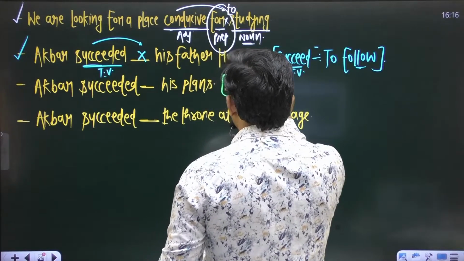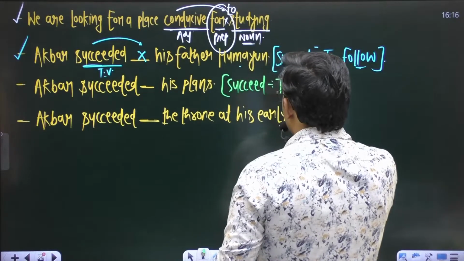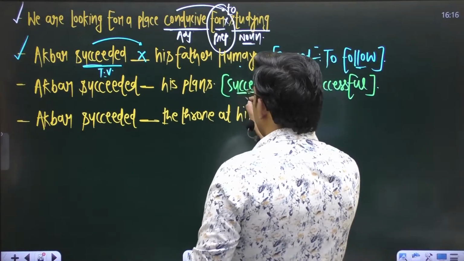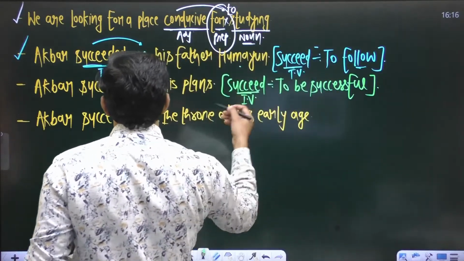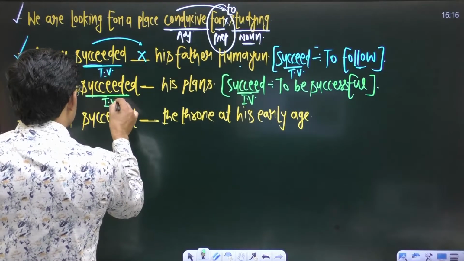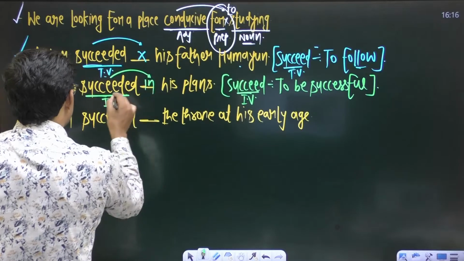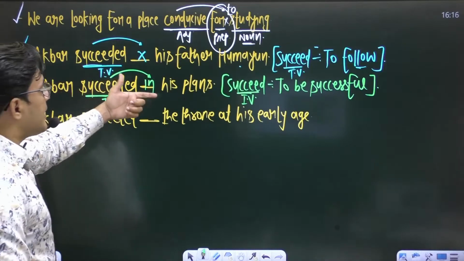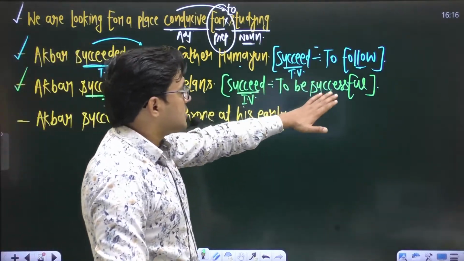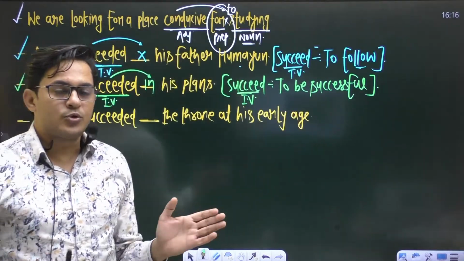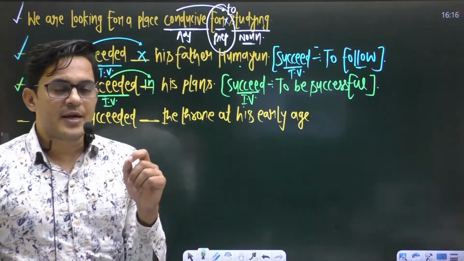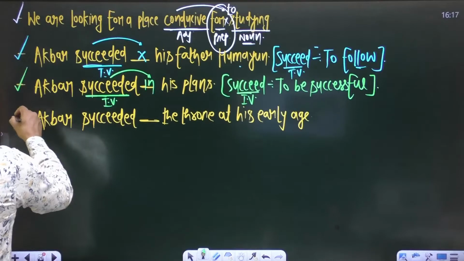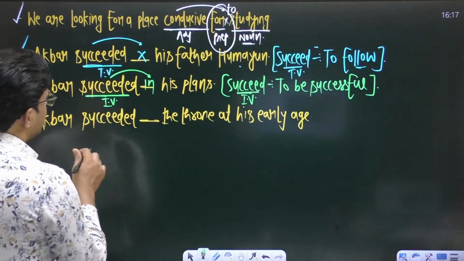But make sure, whenever the verb succeed shows the sense of to be successful, in that situation this verb will always be an intransitive verb. And if it becomes intransitive, we use the preposition in with the intransitive verb succeed. Like in the sentence, Akbar succeeded in his plans, means Akbar was successful in his plans. To show the sense of to be successful, it becomes an intransitive verb and now it demands the preposition in. So the second sentence is okay.